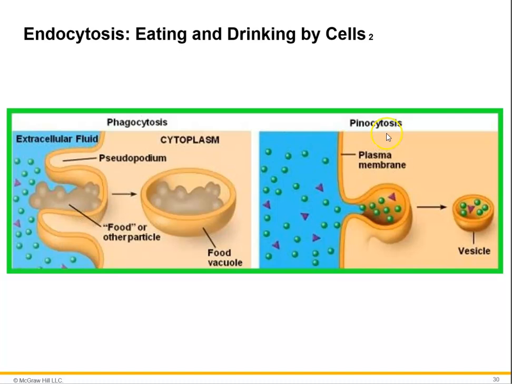Over here you have pinocytosis. You can see the dissolved solutes that the cell wants to bring in. And so it kind of just creates an invagination in the cell membrane, brings that fluid in, and then kind of pinches off, forming a vesicle.